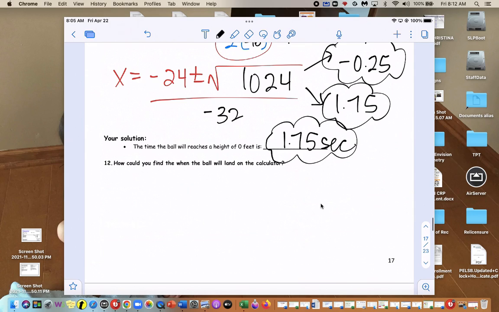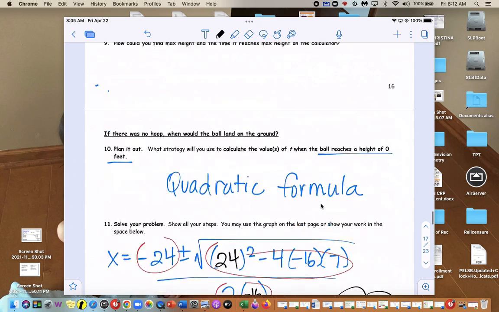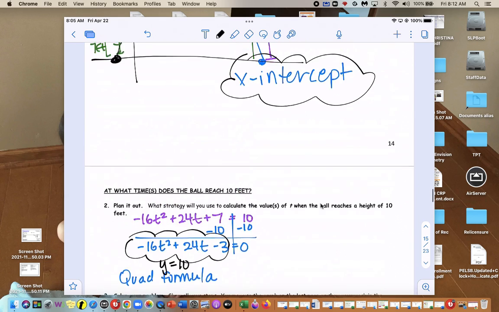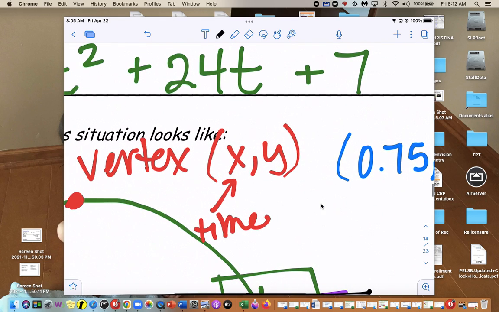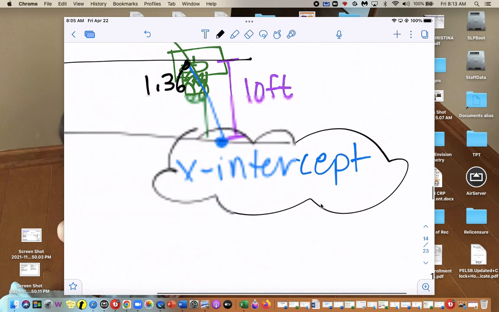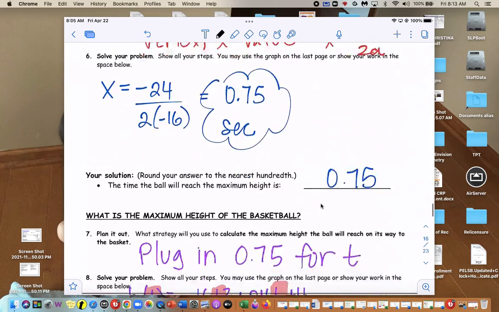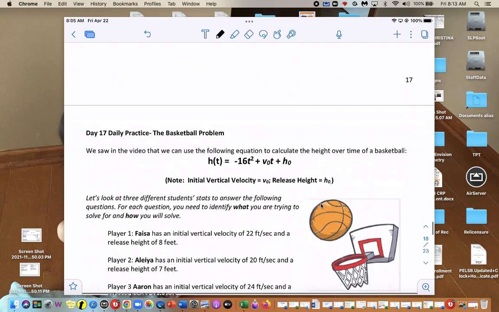Okay, so your goal is to do the basketball problem. Can you find the vertex? Go back to this. Remember, we have x equals opposite b over 2a, and then plug in to find the y value. Can you find a height of 10 feet, where you use quadratic formula, but you have to set it equal to 10 and then get 0 on one side? And then can you find where it hits the ground, which is the x-intercept, again using quadratic formula? You're going to try that 3 times, because we have 3 different players here with different values.